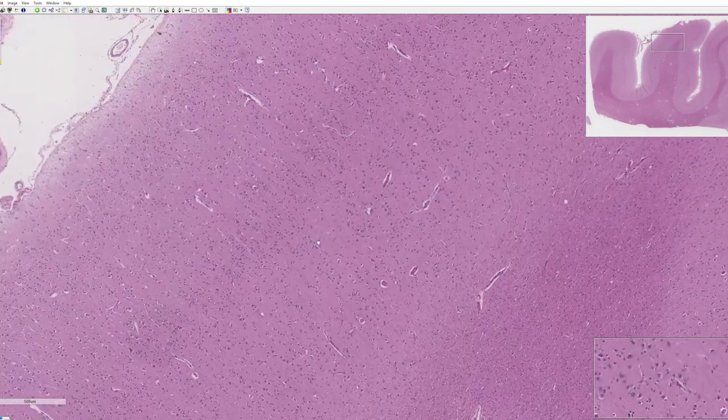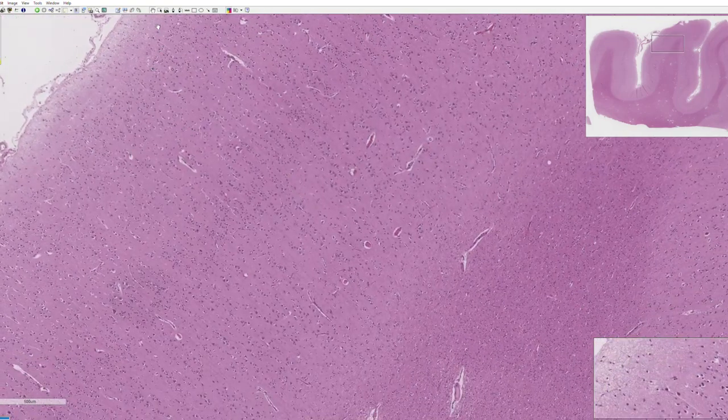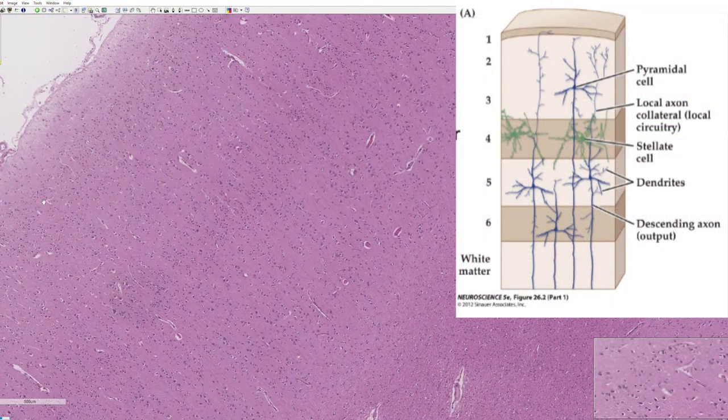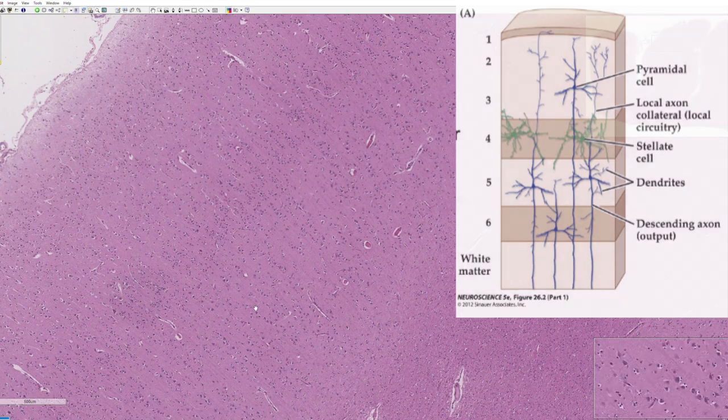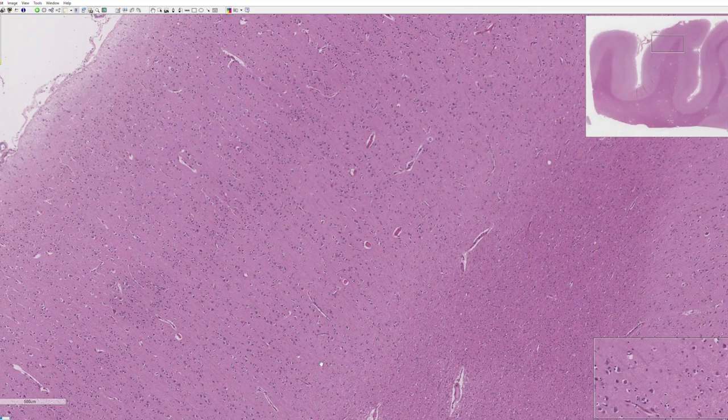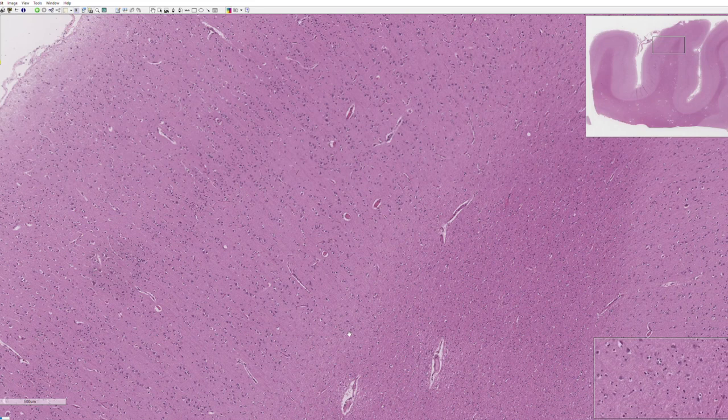And I hope you can appreciate that at low power here. We have our molecular layer again. We have our layer 2, our external granular cell layer. As you can see in the magnification window, as we move deeper, we have our external pyramidal cell layer, our internal granular cell layer, our internal pyramidal cell layer, and then our multiform layer here, making up layer 6 of the cortex.